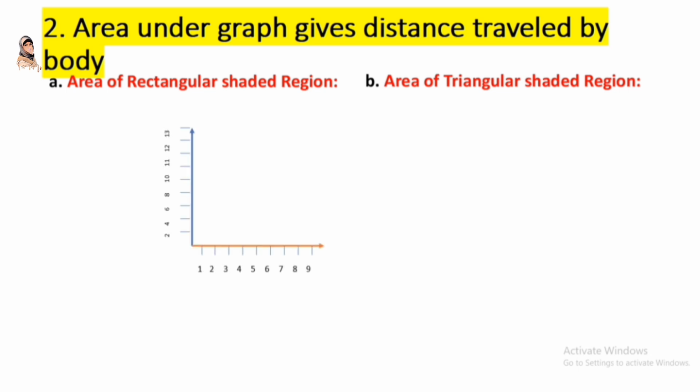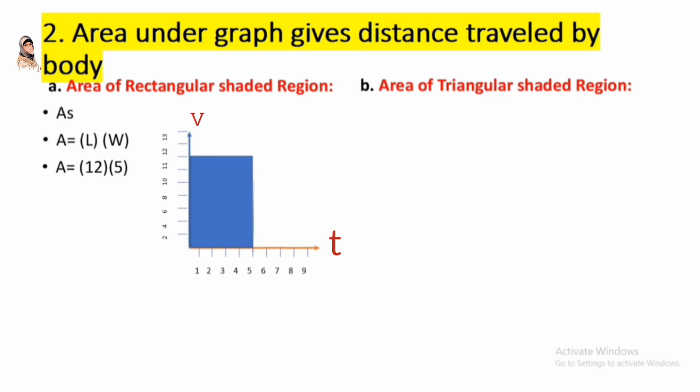As you can see, this is the speed time graph. Also, you can see that the shape of this area is rectangular. So students, the area of the rectangular shaded region is length multiplied by width. In this case, the length is 12 and width is 5. By multiplying these two values, we get 60. As we have already discussed, the area of this graph gives the distance traveled by the body. So this area is actually the distance of the body, which is 60 meter.